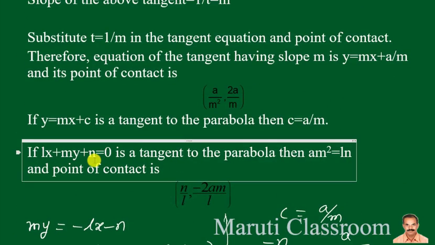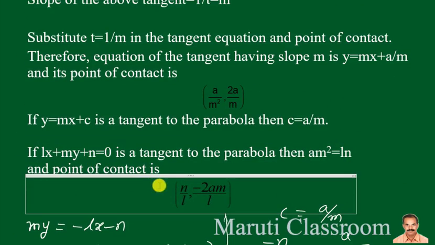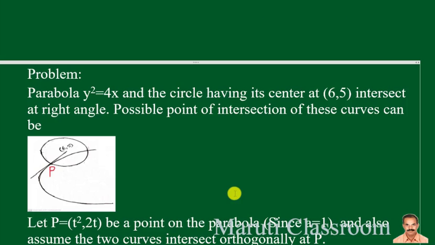So lx plus my plus n equals 0 if it is a tangent. Point of contact is n by l, comma, minus 2am by l.